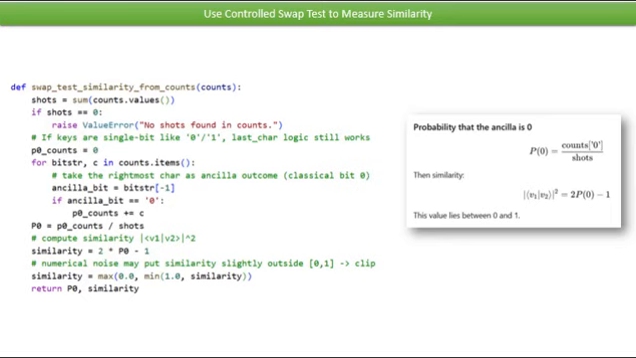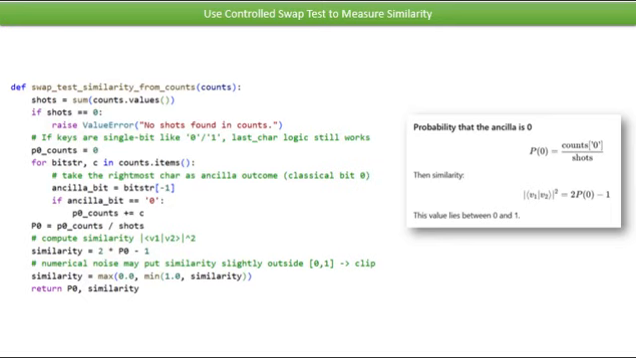Why this works? The swap test encodes the square of the inner product between the two quantum states in the probability of measuring 0. Similar sentences mean quantum states look alike, which means the probability of 0 is high. Very different sentences mean the states differ, which means the probability of 0 drops. So a similarity of 1.0 means the sentences are nearly identical, while 0.0 means they are very different.